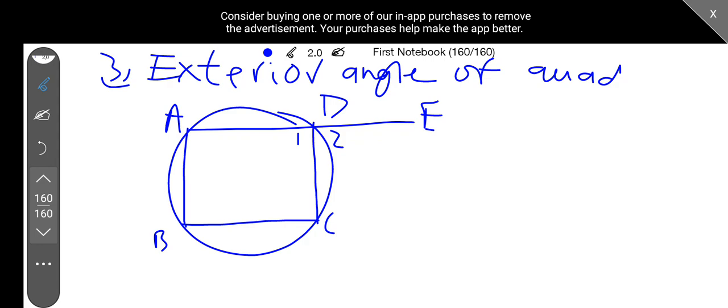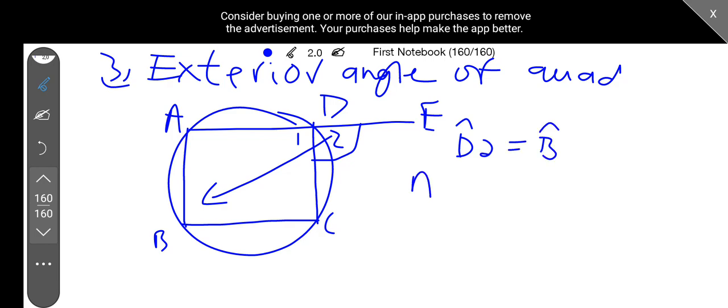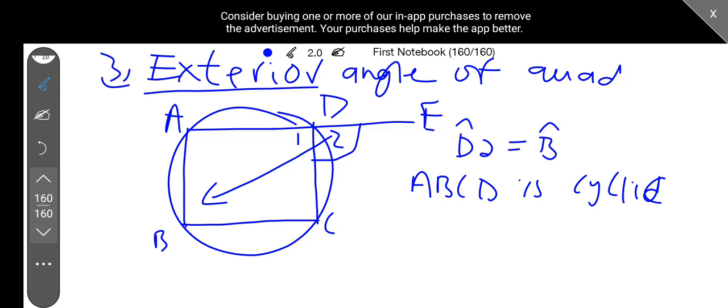So let's look at D2. The opposite angle of D2 is that one there. If D2 is equal to angle B, then conclusion, ABCD is cyclic. It's a cyclic quad, right? The reason is what you see there. It's an exterior angle of a quad. What you are proving is not the reason, right? Okay? You are proving, therefore the reason is exterior angle of a quad.